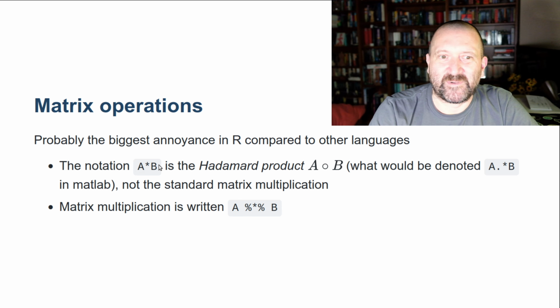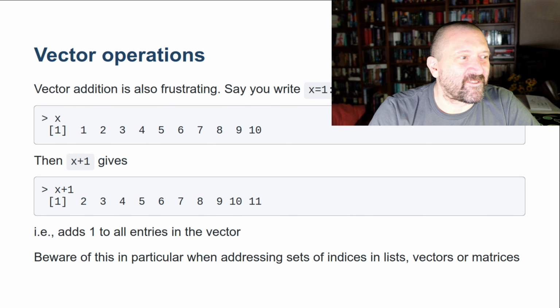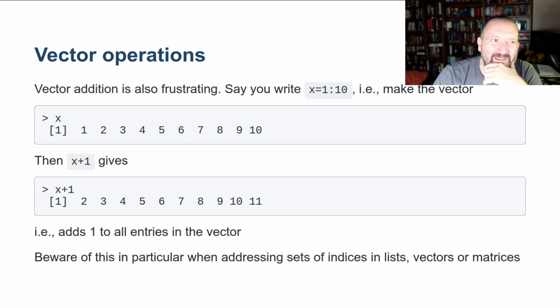This is the Hadamard matrix product of A and B. It is slightly annoying at times. I point this out because it is a source of error. Vector operations, let me just point out that there's also a frustrating thing.